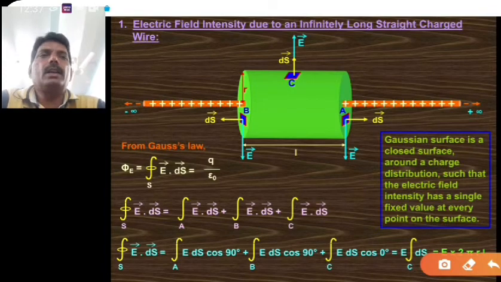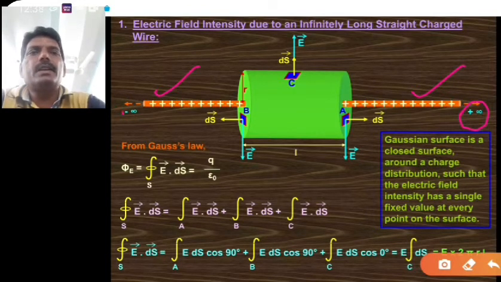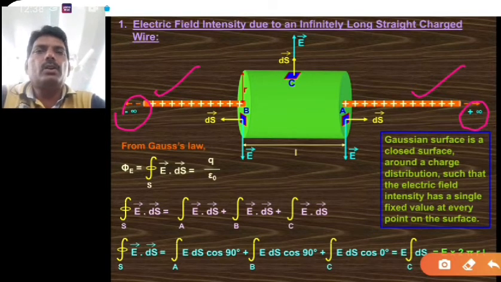Now if you have another charge distribution, in the previous class we discussed continuous charge distribution, that is line charge distribution, surface charge distribution, and volume charge distribution. So here, first of all, you have to find the electric field intensity due to an infinitely long straight charge wire. This is the wire having infinite length, that means it extends to both sides up to infinity.